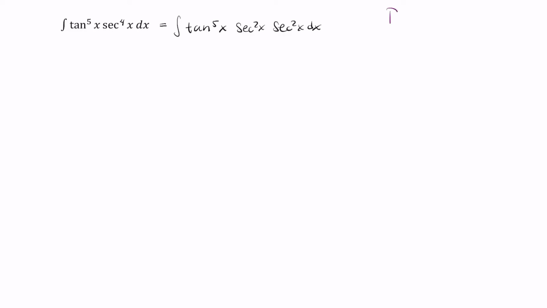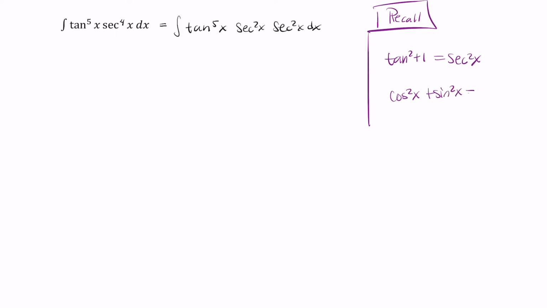Then we need to recall from trig that tangent squared plus 1 is equal to secant squared x. And if you don't remember where this came from, begin with this identity. Cosine squared x plus sine squared x is equal to 1. And let's divide everything by cosine. I want things in terms of secant and tangent, and cosine happens to be in the denominator of both of these. So when I say divide by cosine, I mean divide every part by cosine squared x. And you notice you end up with 1 plus tangent squared x is equal to secant squared x.